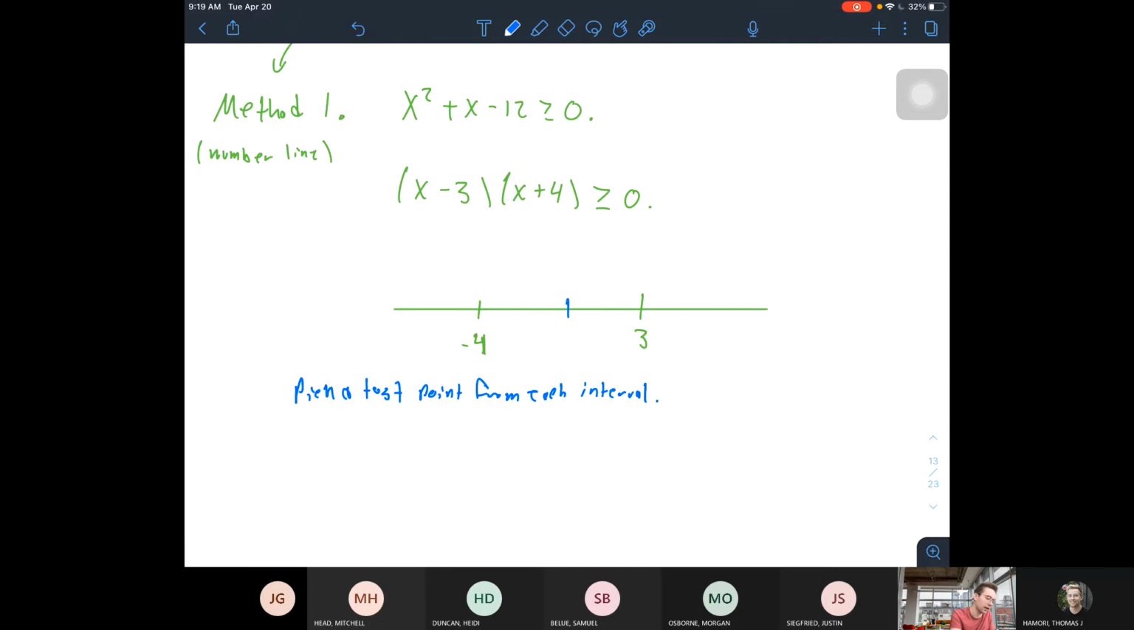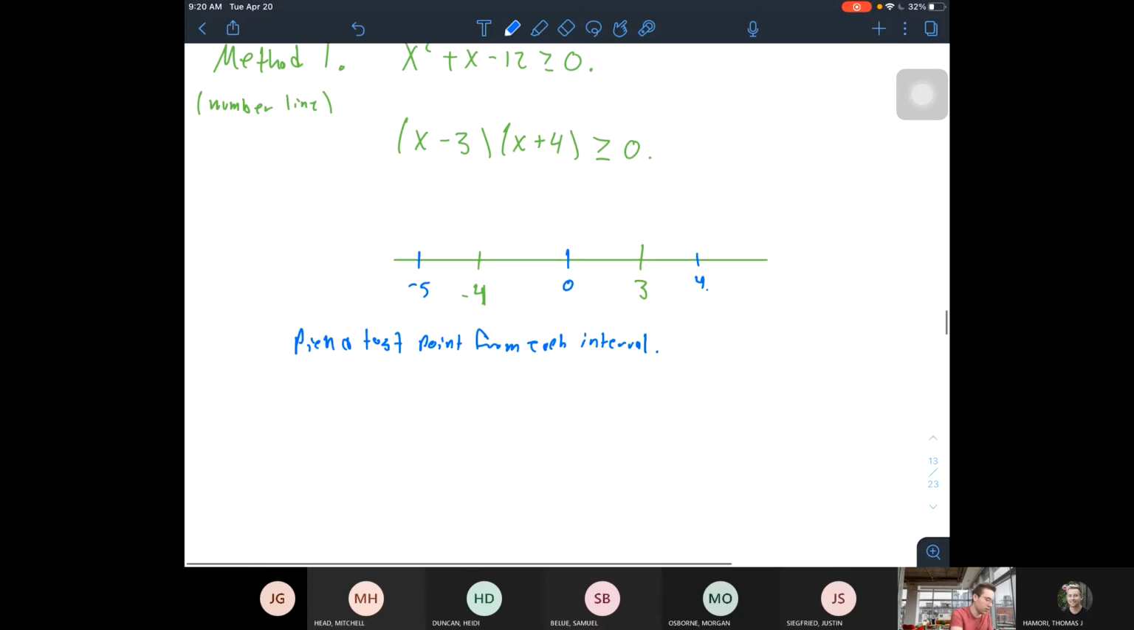So I'll pick one like 0. That's an easy one to pick, in between there. I'll pick another one like negative 5, and I'll pick another one like 5, or maybe 4. Numbers which are easy to plug in. Okay, and I'm going to check each zone.